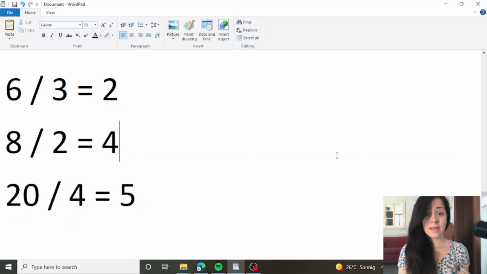Well done. And now shall we do some division? So 6 divided by 3 equals 2. 6 поділити на 3 дорівнює 2. 8 divided by 2 equals 4. 8 поділити на 2 дорівнює 4. And 20 divided by 4 equals 5. 20 поділити на 4 дорівнює 5.